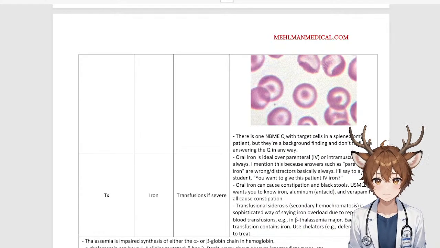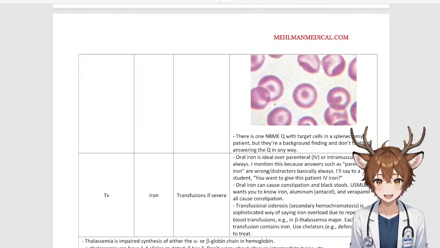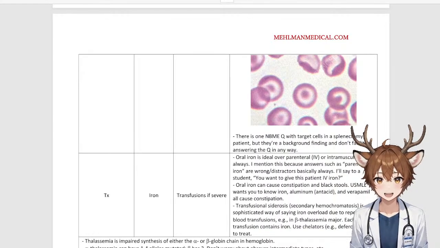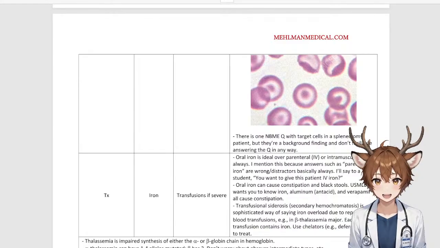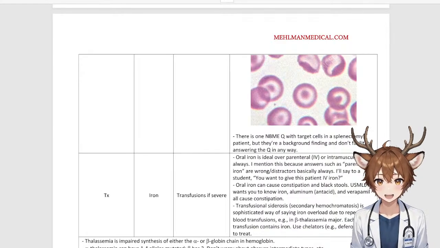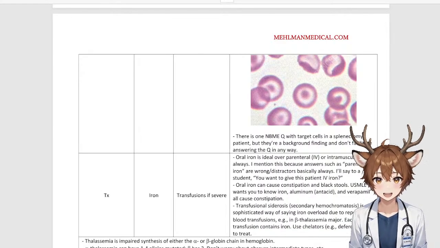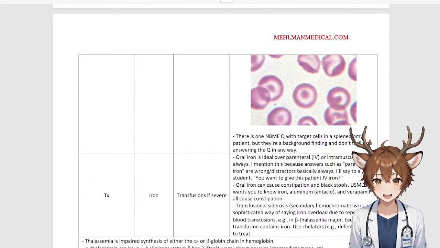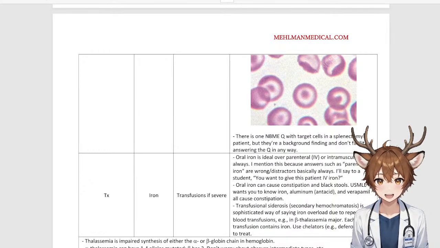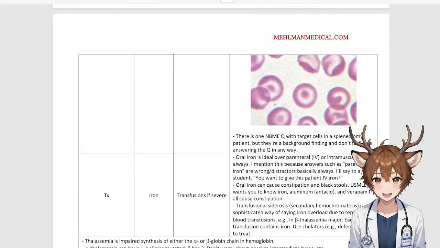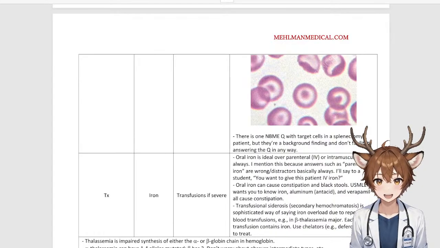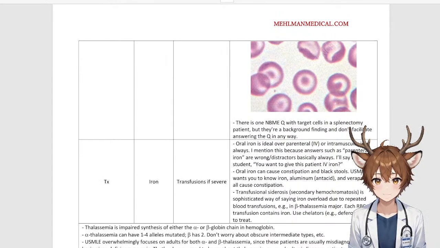Oral iron can cause constipation and black stools. USMLE wants you to know iron, aluminum antacid, and verapamil all cause constipation. Transfusional siderosis, secondary hemochromatosis, is a sophisticated way of saying iron overload due to repeated blood transfusions, that is to say beta thalassemia major. Each RBC transfusion contains iron. Use chelators like deferoxamine to treat.